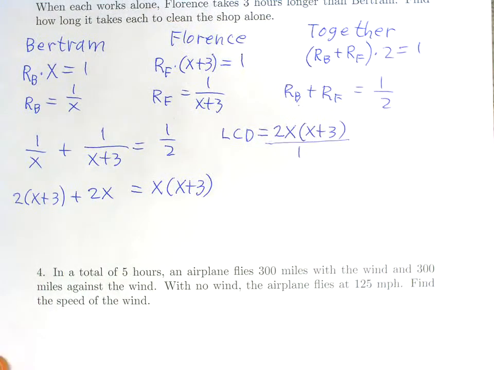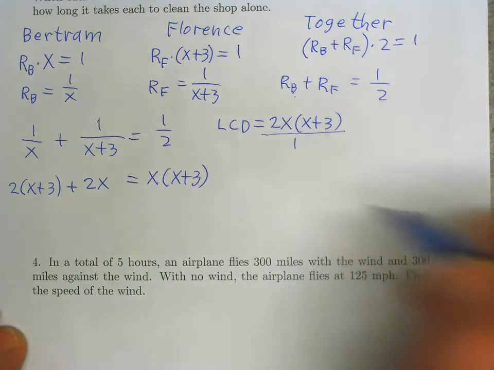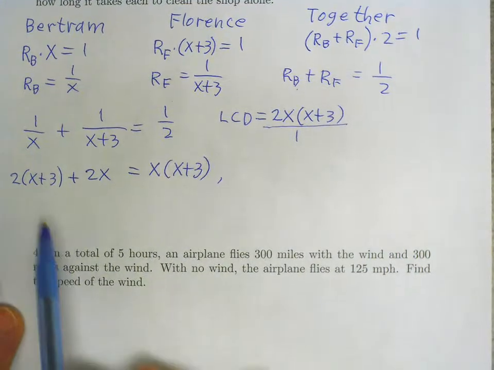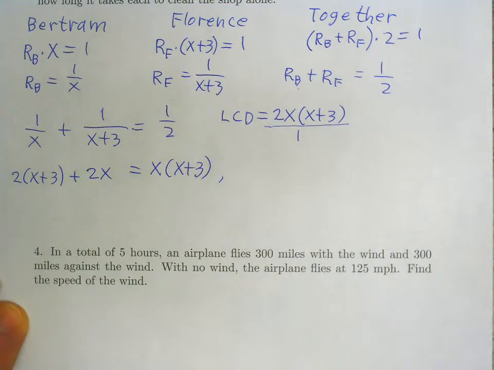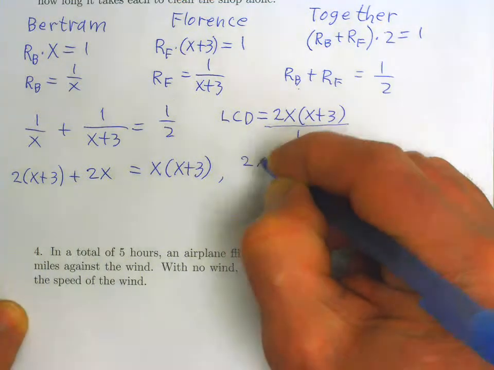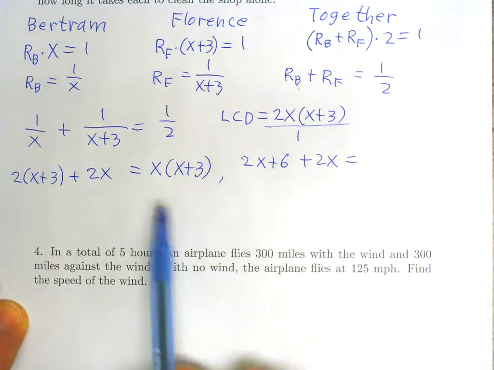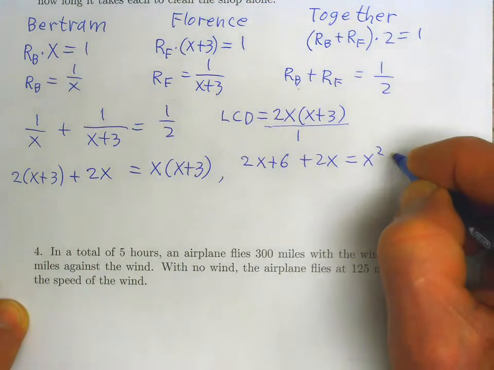This equation is a quadratic equation. It's not in standard form, but we'll get it into standard form. So on the left-hand side, multiply 2 times the binomial X plus 3. We get 2X plus 6, and then plus 2X. And on the right-hand side, we multiply X times the binomial X plus 3. We get X squared plus 3X.